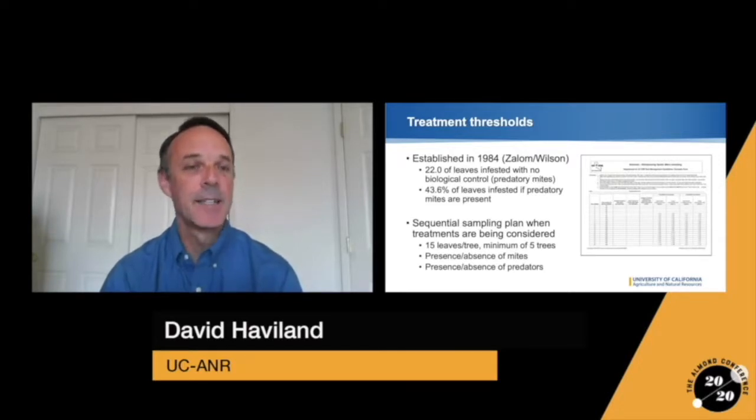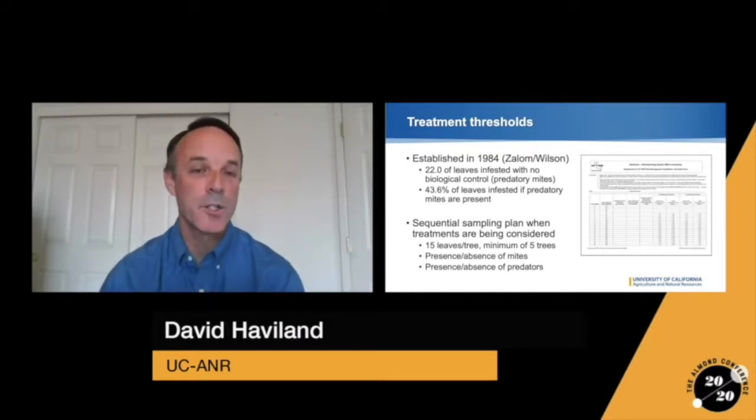That data said 22% of the leaves are infested and there's no biocontrol, in that time it was predatory mites, you should treat. If there's biocontrol present, 43.6% of the leaves infested suggests a treatment is needed. And there's a sheet you see on the right here available on the UC IPM program that walks you through that if you want to use those thresholds, which are good.